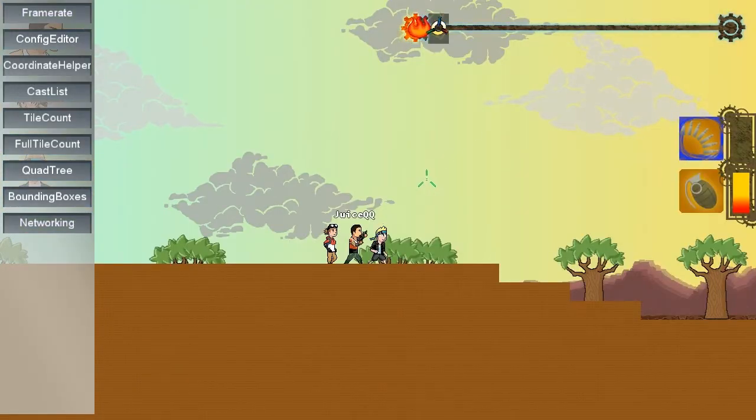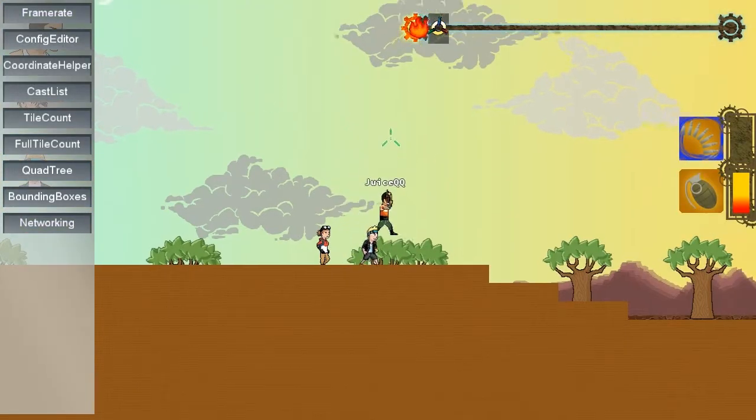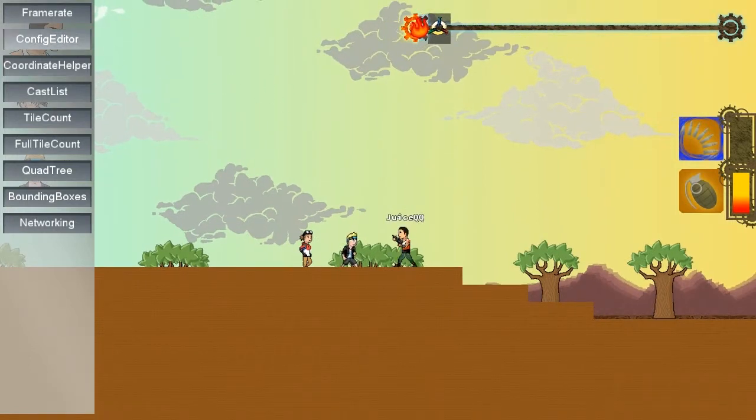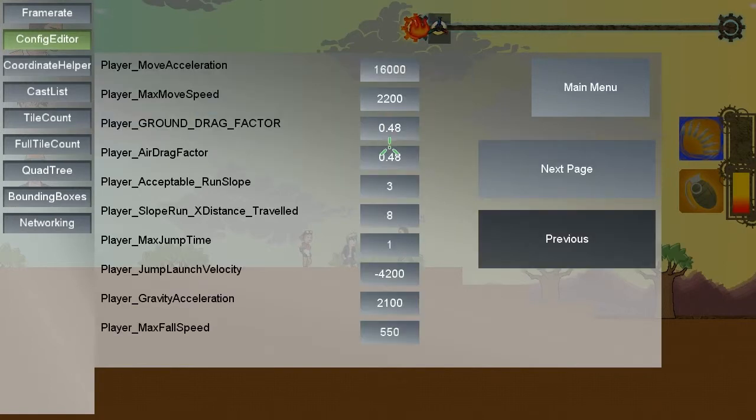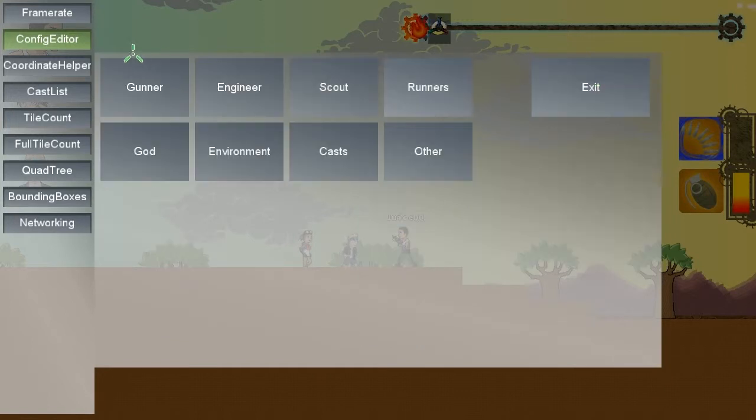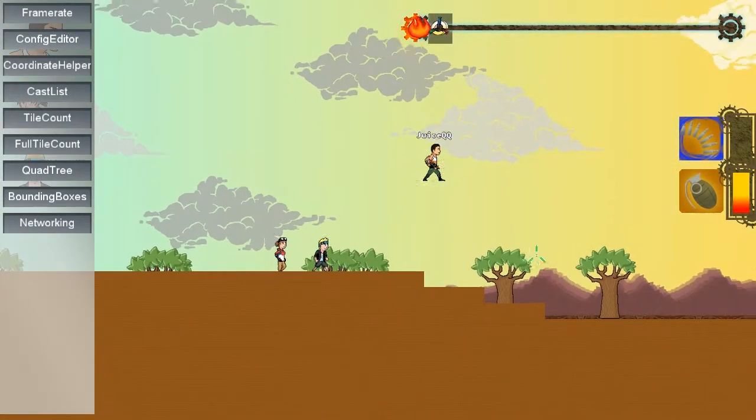Finally, we have the configuration editor. This tool is for our designers to tweak numbers at runtime, for making our game more balanced and fun. We were able to change constraints like gravity and ability powers without having to recompile or even leave the game. This allowed designers to solve problems much faster than they would have been able to otherwise.